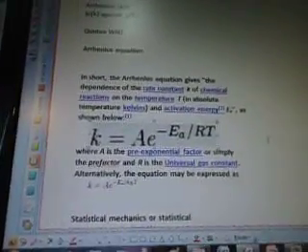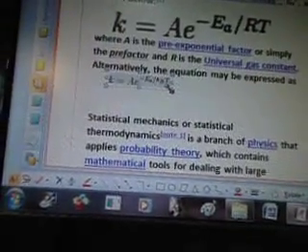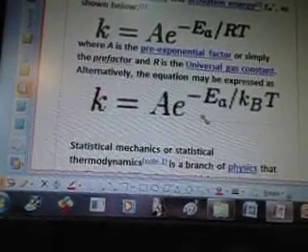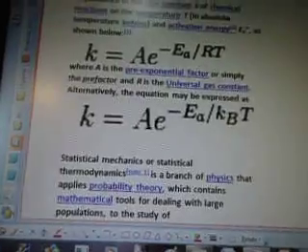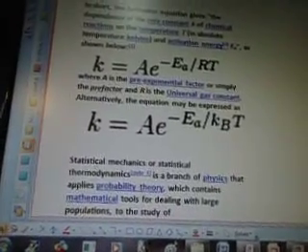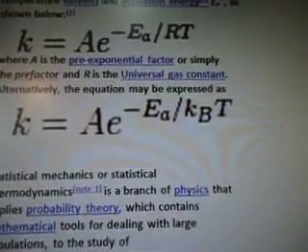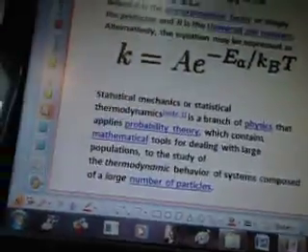Sorry, I thought I had these bigger. k equals A e^(-Ea/RT), where A is the pre-exponential factor, or simply the pre-factor, and R is the universal gas constant. Alternatively, the equation may be expressed as k equals A e^(-Ea/kBT).